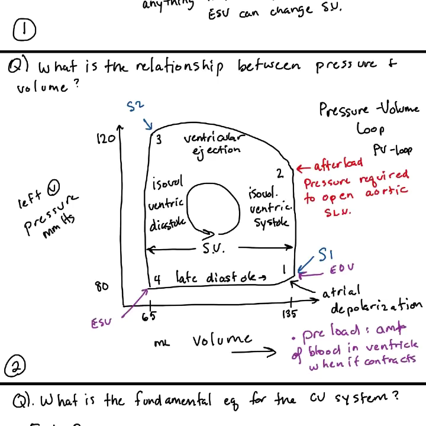And if you look at it, you have all of the different elements that you need. Late diastole, we have atrial depolarization. We have isovolumetric ventricular systole, ventricular ejection, isovolumetric ventricular diastole. So we have everything that you need there.